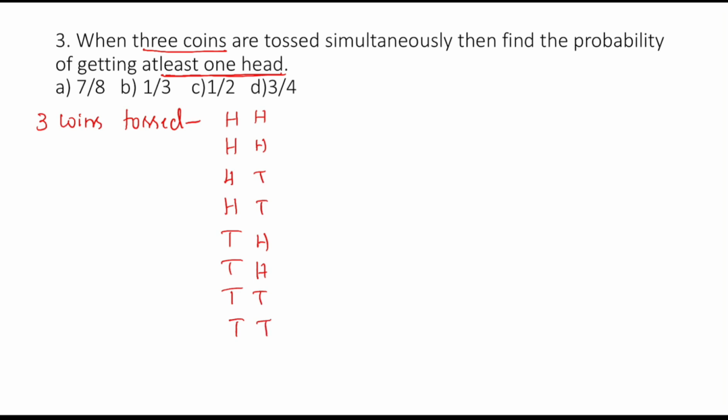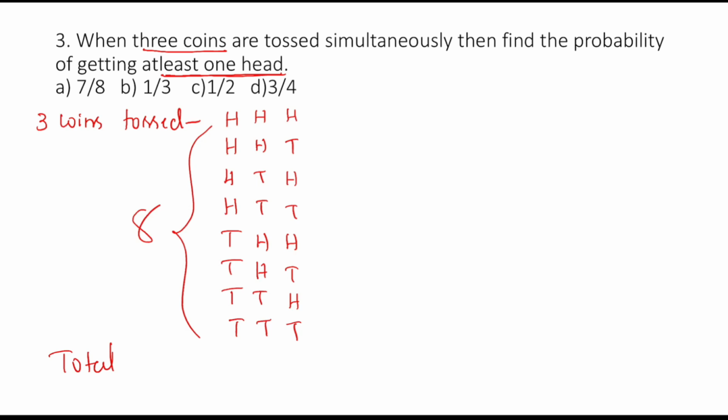And in the last row you can write 1 head, 1 tail, 1 head, 1 tail, 1 head, 1 tail, 1 head, 1 tail. So these are the total outcomes. Okay, so total outcomes are how many? 8. Okay, these are 8.